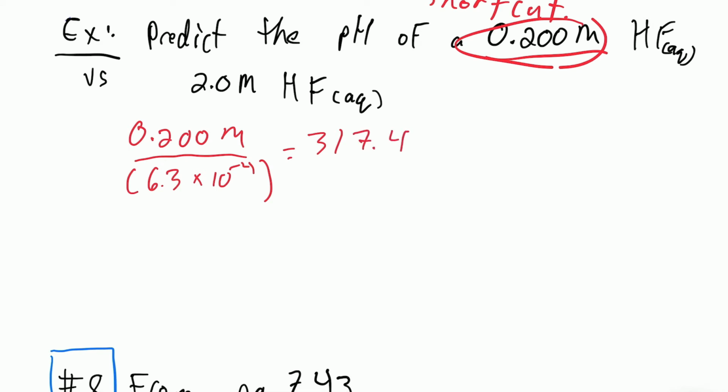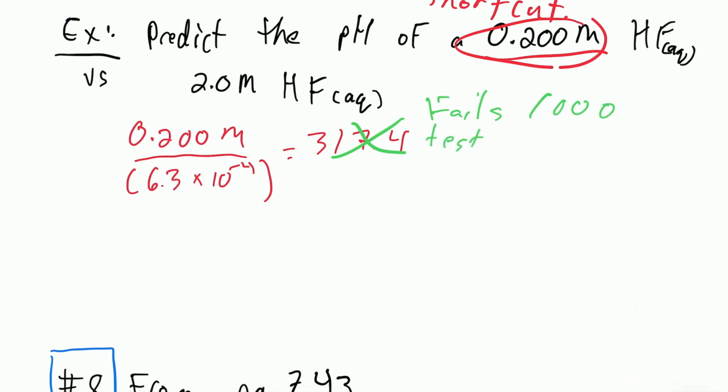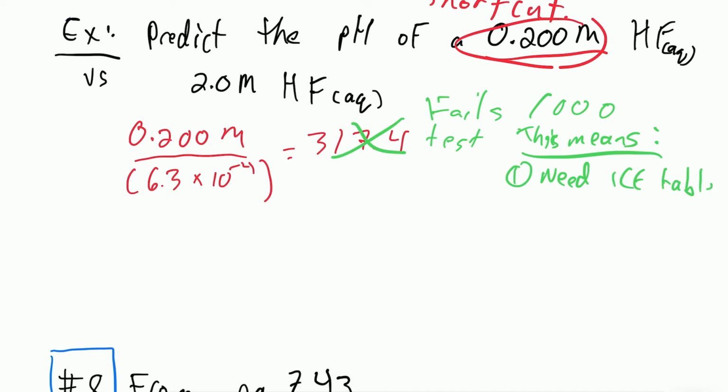So this fails, so I'm going to write this here. This fails the 1000 test. So the concentration isn't 1,000 times greater than the Ka value. So what that means is two things. This means that one, you need an ICE table. The second thing that it means is that you may not, but you may need a quadratic as well. But the first one is a definite.